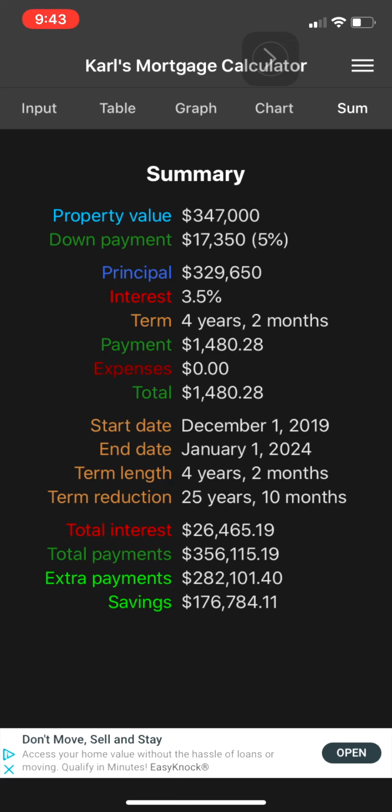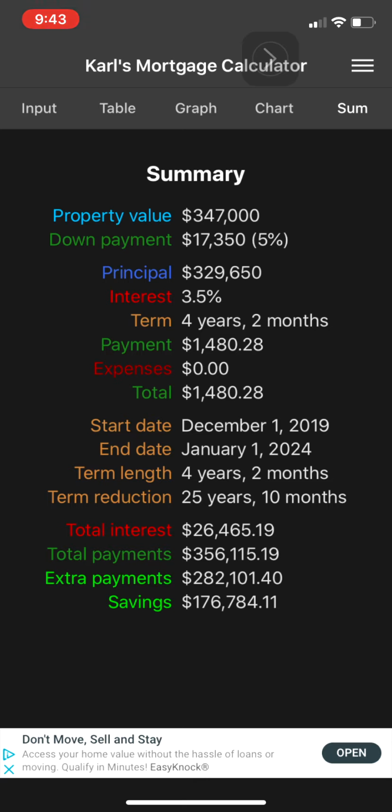Everything is the same, but your end date now is 2024. You reduce the length of your mortgage. You took off 25 years and 10 months off the mortgage. You pay off the mortgage in 4 years and 2 months. And extra payments, the total money that you save is 176,784 and 11 cents. That's in 4 years.